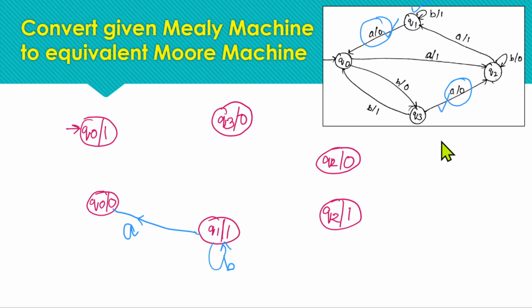This transition must be from Q3. So from Q3 we need to move to the state Q2 with output 0. So here we are moving from Q3 to Q2 with output 0 for input symbol A, right? So this was the transition for Q1. So we are working with the Q3 state now.